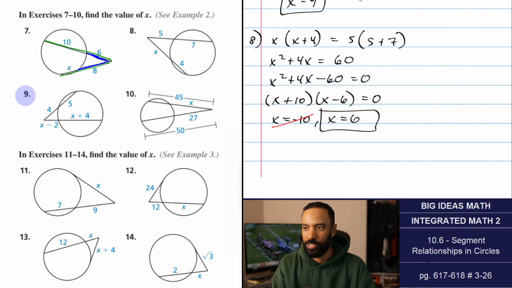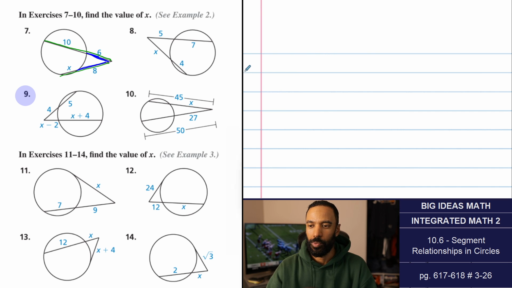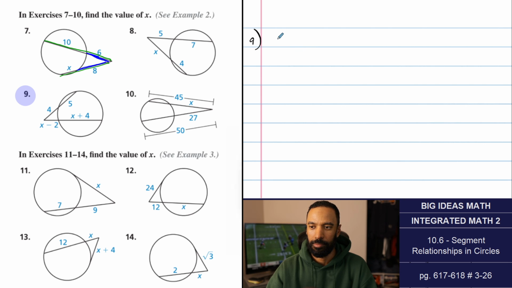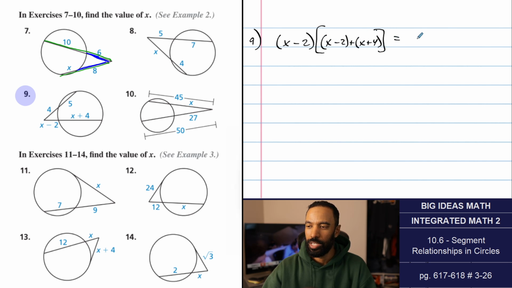Outside times whole equals outside times whole. Part of the practice on these ones, though, does appear to be some quadratic bits. That's fine. So I always like to put the variable ones in front here. Outside times whole, x minus 2 plus x plus 4, equals outside times whole. I might as well write them both out.